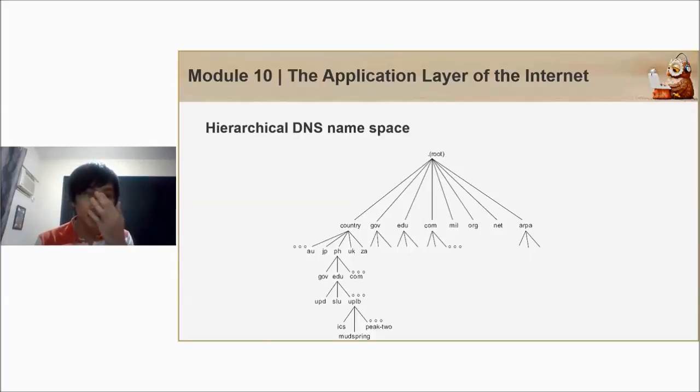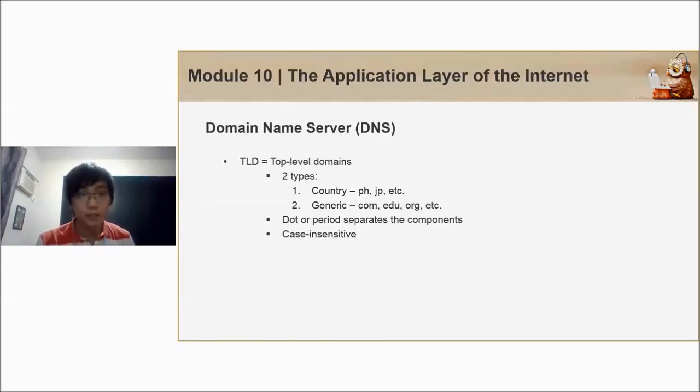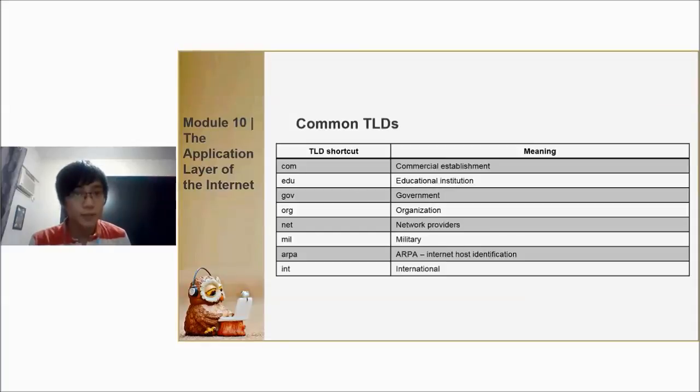So here's the hierarchical DNS namespace. These are top-level domains, and there are two types, country and generic. They are separated by dots or periods and are case insensitive. Here is a list of the common top-level domains. Usually we see com and gov, representing commercial establishments and governments respectively.